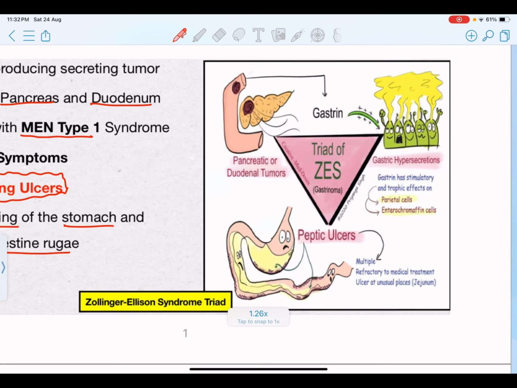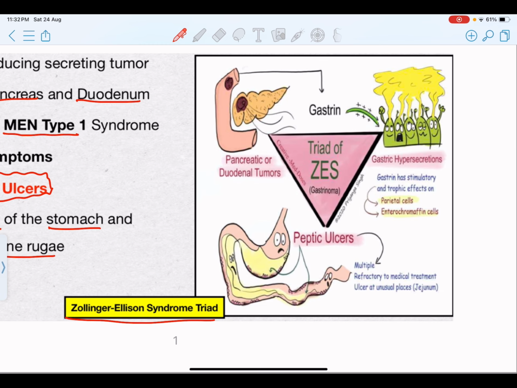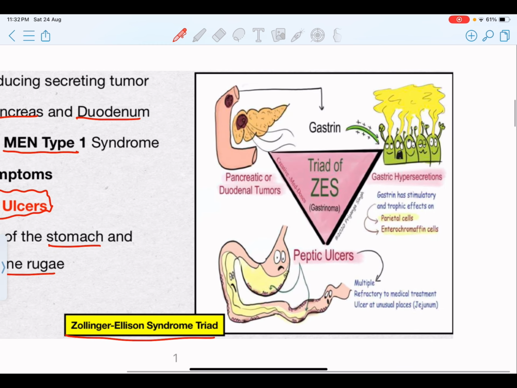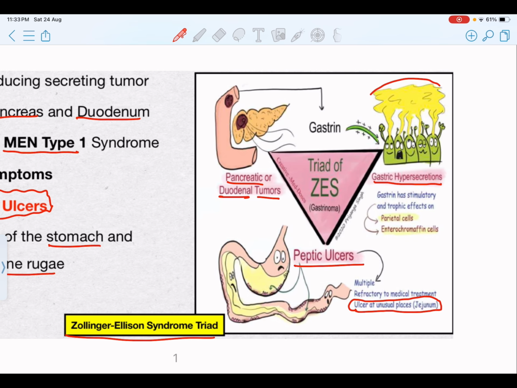Now there is a triad of Zollinger-Ellison syndrome, you can see here. First, tumors in the pancreas or duodenum containing gastrin-secreting cells. Second, peptic ulcers for the long term, multiple and refractory to medical treatment, usually present at unusual sites such as the duodenum. Third, gastric hypersecretion, since too much gastrin is being produced. It has a stimulatory trophic effect on parietal cells, which secrete HCl, and also on enterochromaffin-like cells.